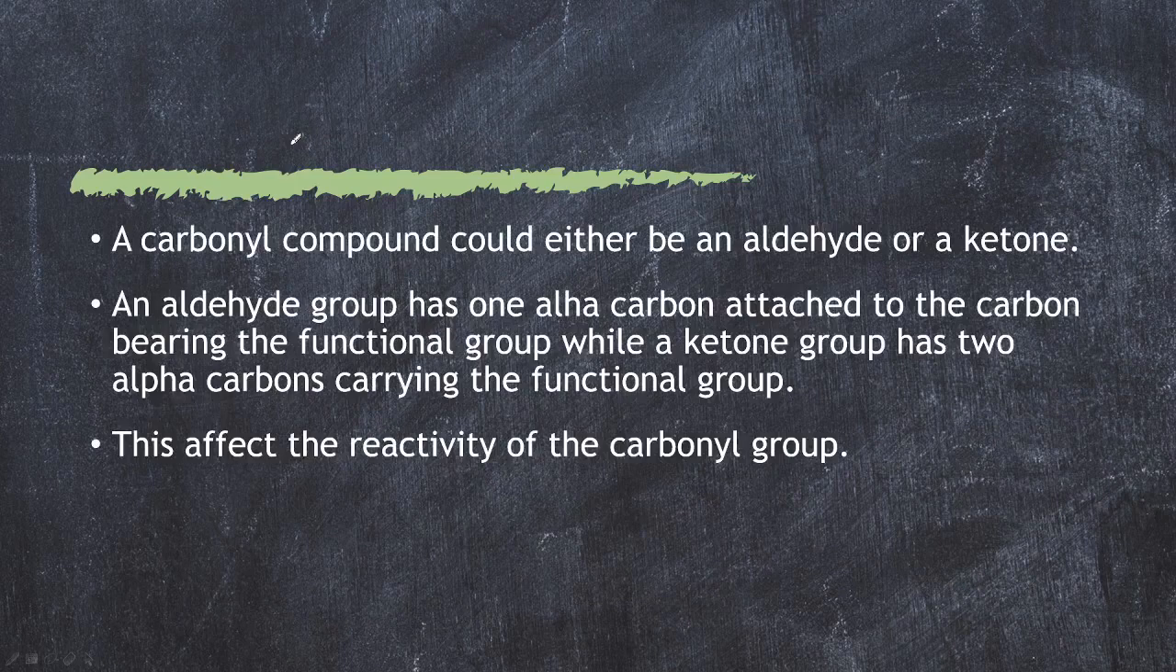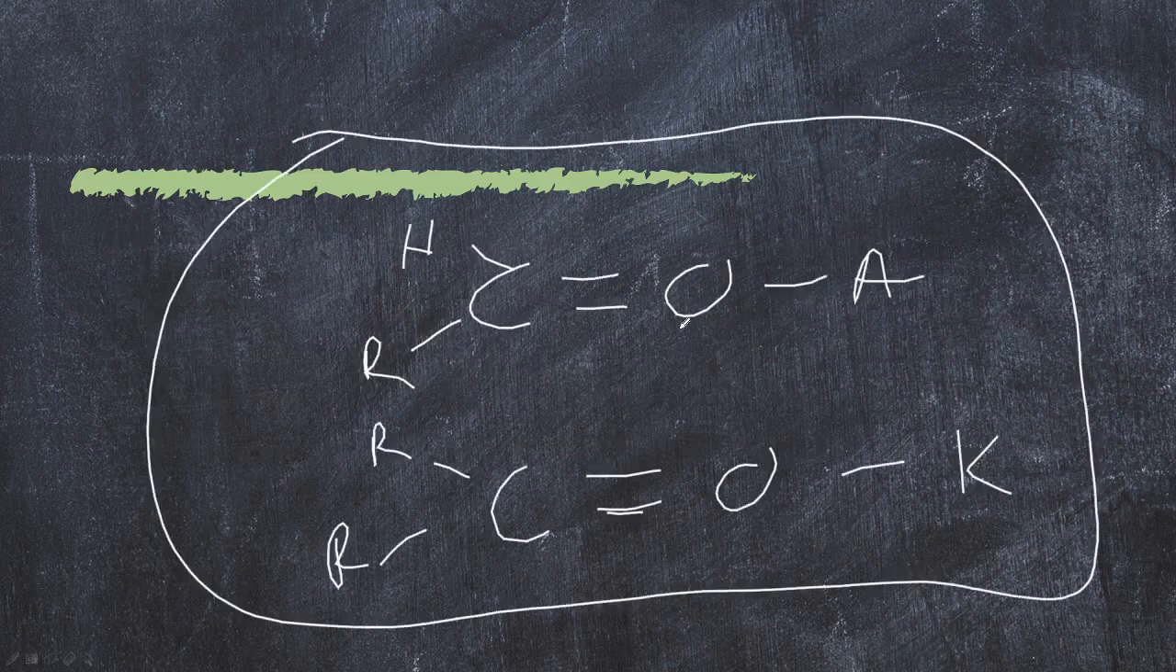An aldehyde group has one alpha carbon attached to the carbon bearing the functional group, while a ketone group has two alpha carbons attached to the carbon carrying the functional group. We call these the alpha carbons because they are directly attached to the carbon carrying the functional group. If there are other chain carbons, we can start naming them beta and so on. So the aldehyde has one hydrogen, the ketone has no hydrogen but two alpha carbons.